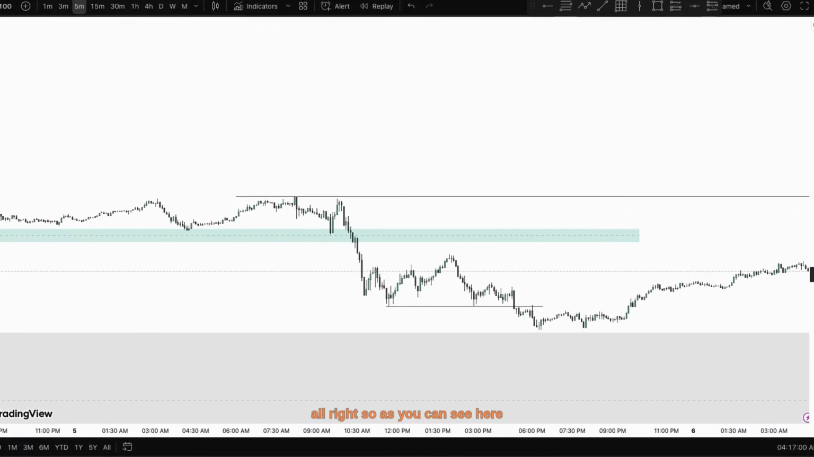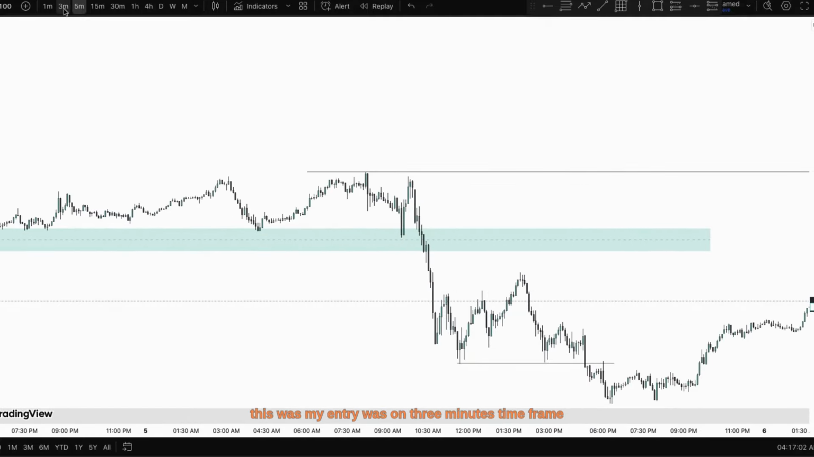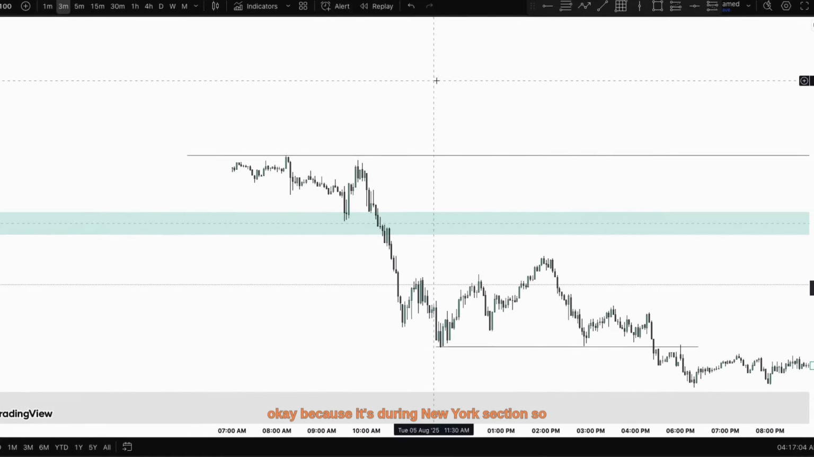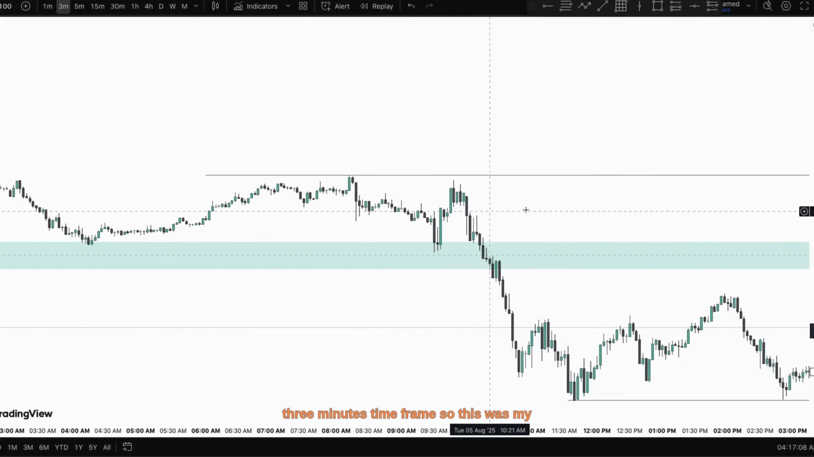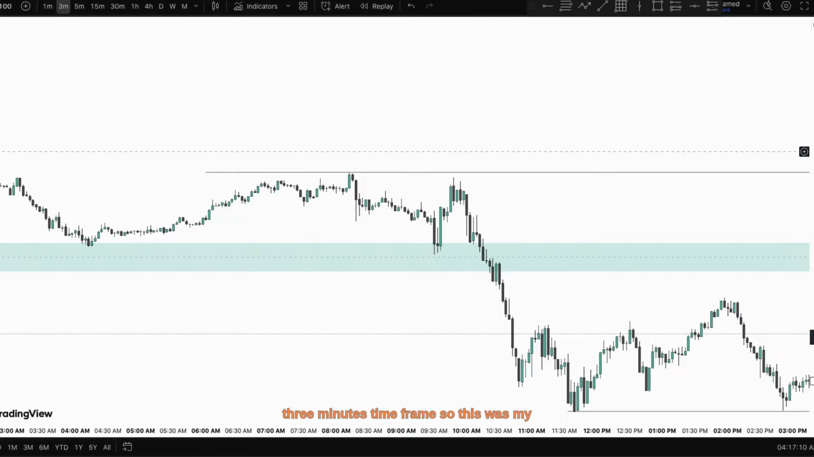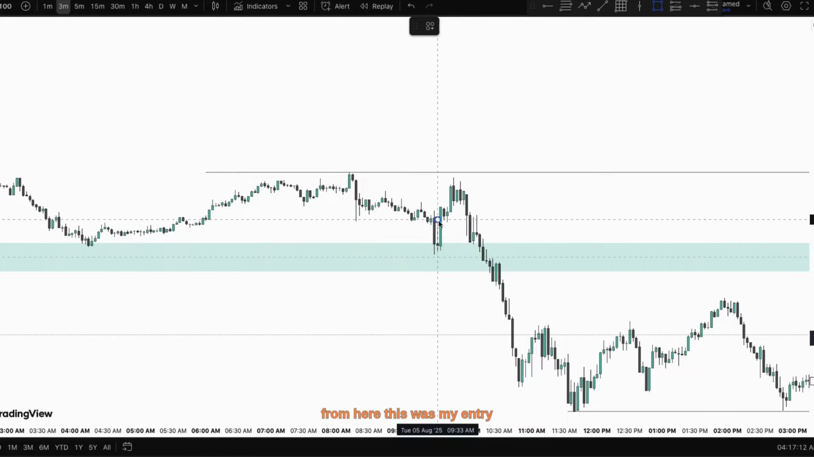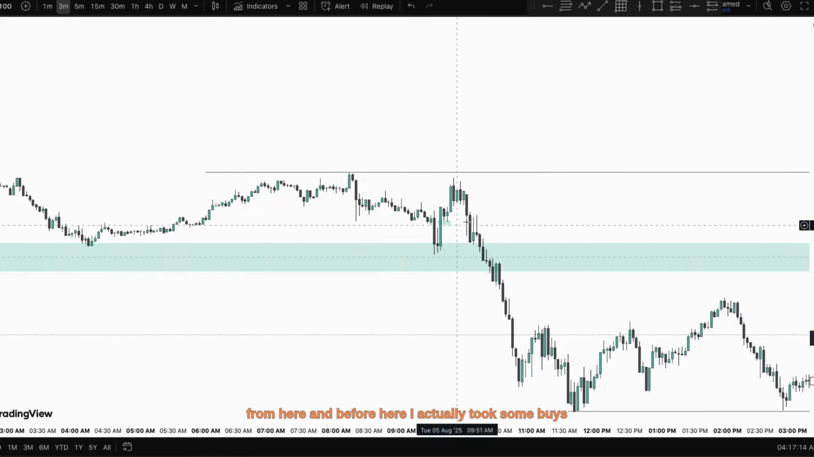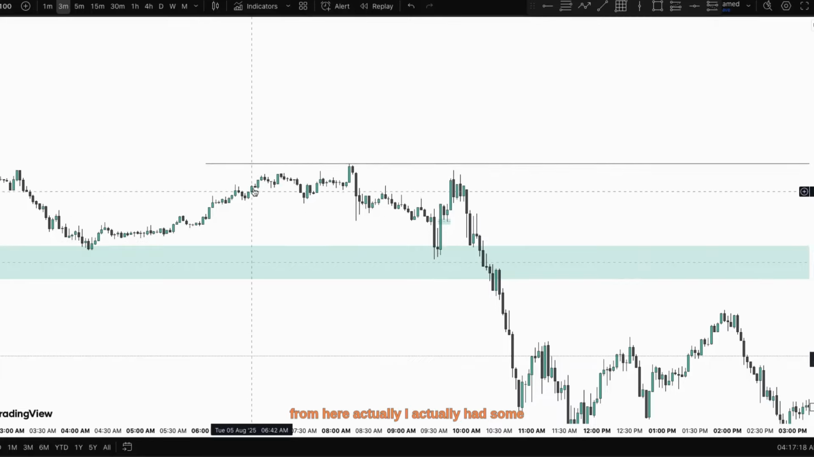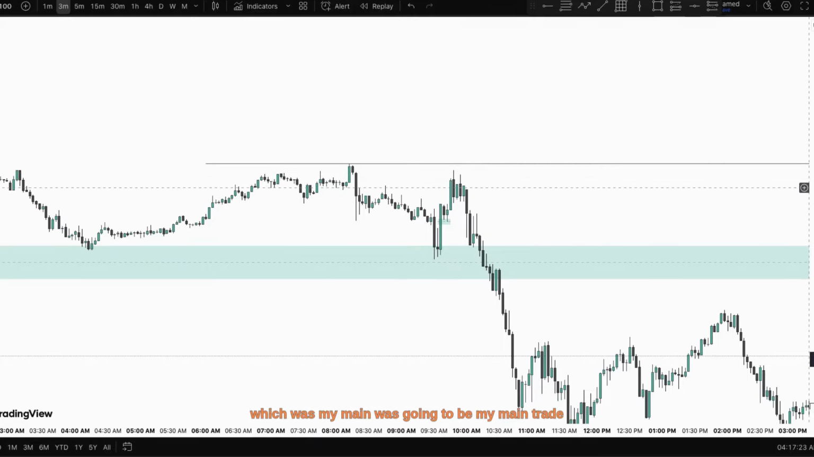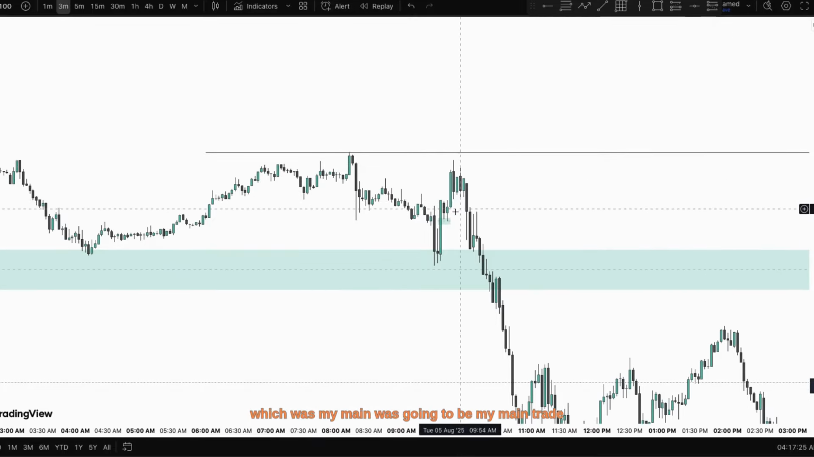As you can see here, my entry was on the 3 minute time frame, because it's during the New York session. So this was my entry from here. And before here, I actually took some buys that hit their target. Then I wanted the second one, which was going to be my main trade.